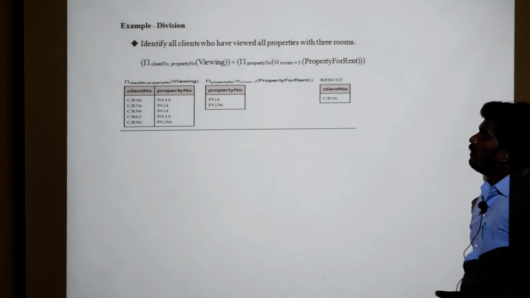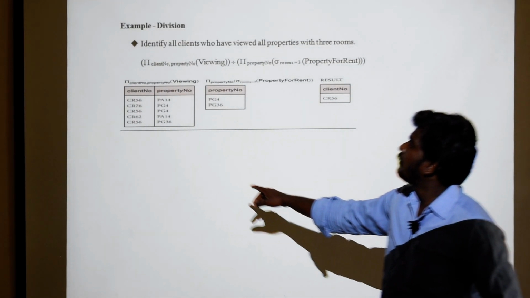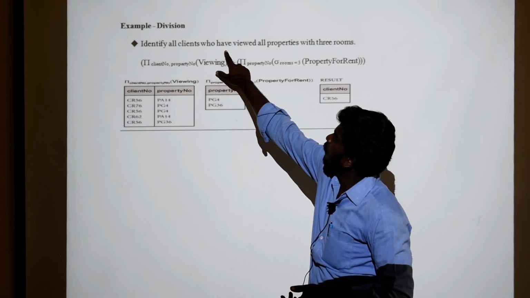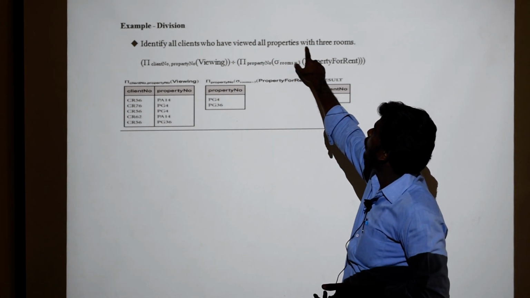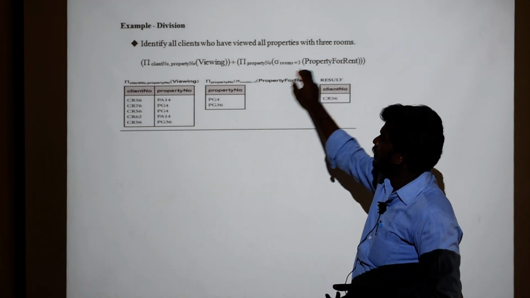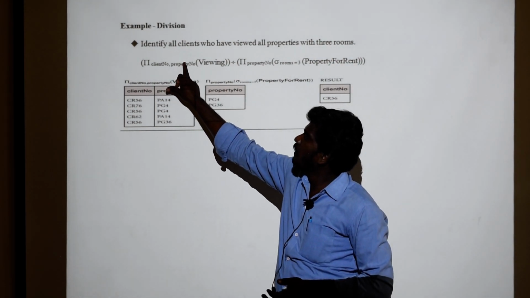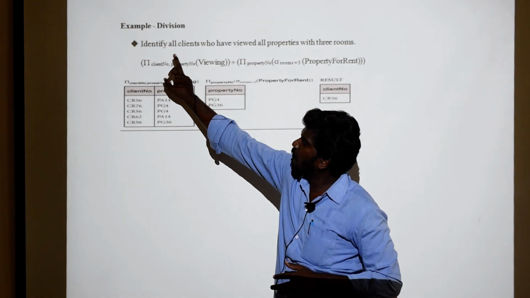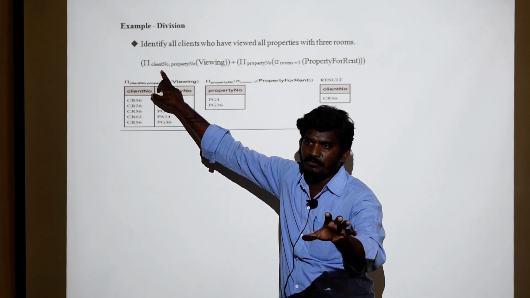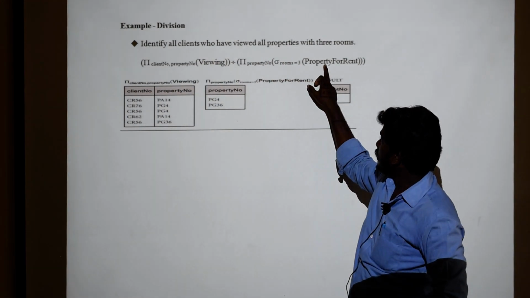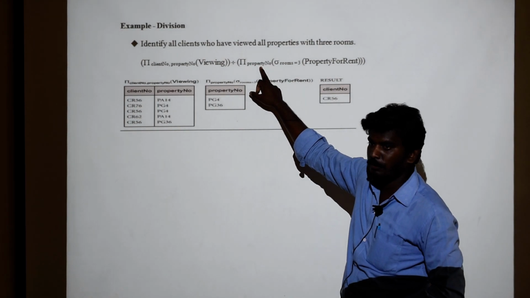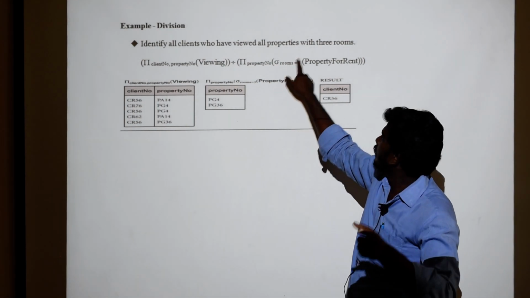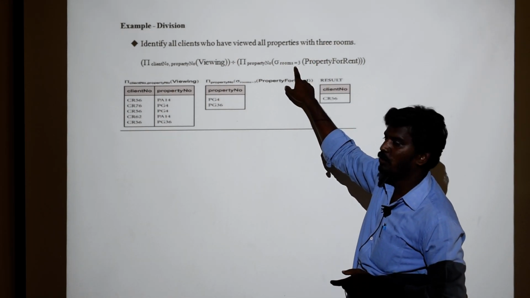So move on to the next one. Examples related: here viewing and property rent are two different tables. First, we have to find who has viewed all the properties with 3 rooms. So I just give the client number and property number, because client number is a common property for both tables. The property table has a property number. So my constraint is the pi symbol with rooms equal to 3.